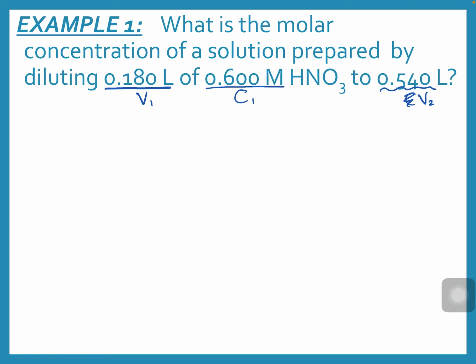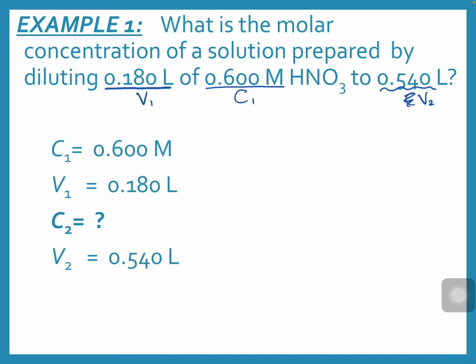So the first thing is to identify whether each of these values is a concentration or a volume and whether they are initial or final amounts. So concentration initially 0.6 molar, the volume initially 0.18 liters, and the final concentration is what we need to find, and then the final volume is 0.54 liters. I'm going to set up my equation first, and then I'm going to input those values.